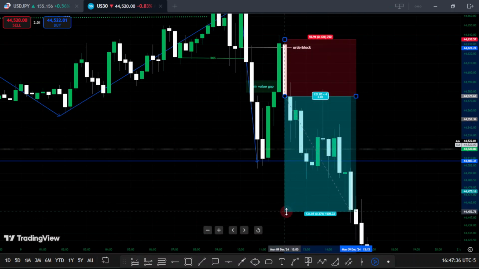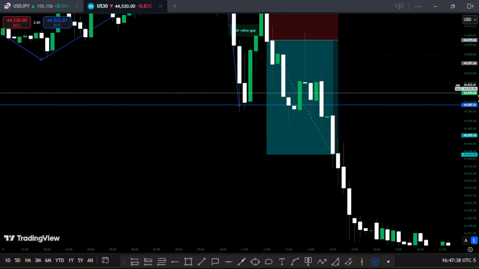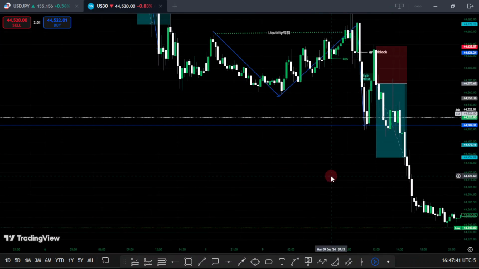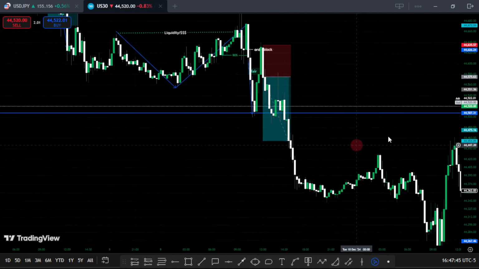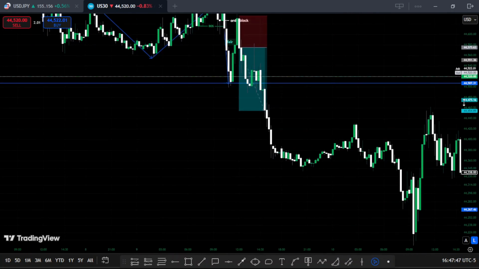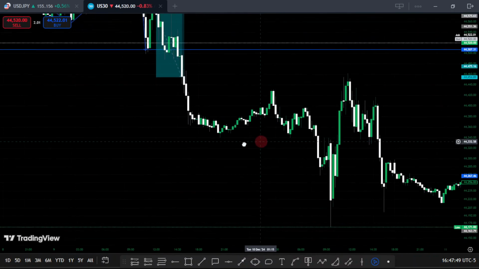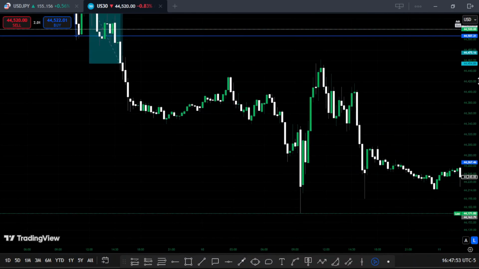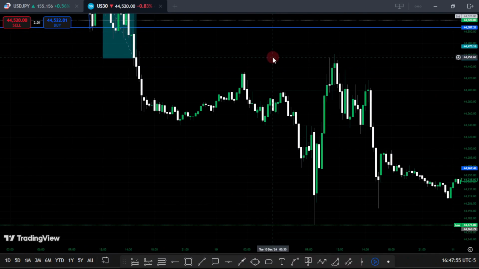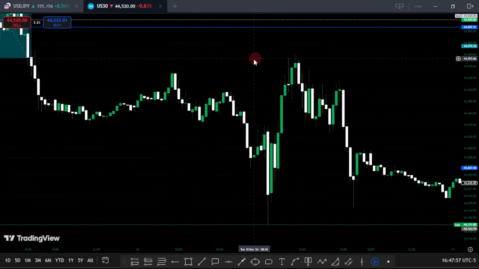Okay, 1:2 right there. You see? So this is just how market structure plays out in a real chart example over here on US30. Okay, now here is another example of a liquidity sweep. Price taking out liquidity before going to the main move, which is down.